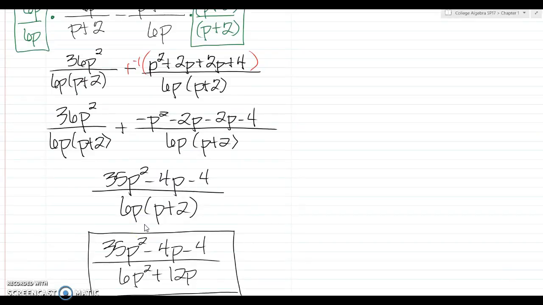The only other thing I really can do at this point is to go ahead and multiply that denominator through and distribute. So my final answer, 35p squared minus 4p minus 4, all over my denominator of 6p squared plus 12p.